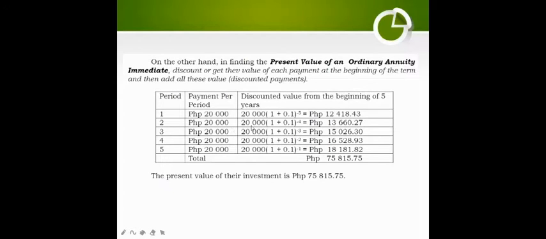And then for the second year, you have 13,660.27. Third year, 15,026.30. Fourth year, you have 16,528.93. And for the fifth year, you have 18,181.82. And the total or the sum is 75,815.75.